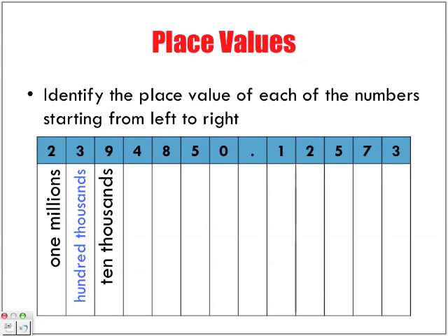10,000s. The 4 to the? 1,000s, or just thousands. The 8? 8 belongs to the hundreds. The 5, the tens. The 0 belongs to the ones. Okay. So now we have the decimal. The first one after the decimal, what is it? Tenths, right?